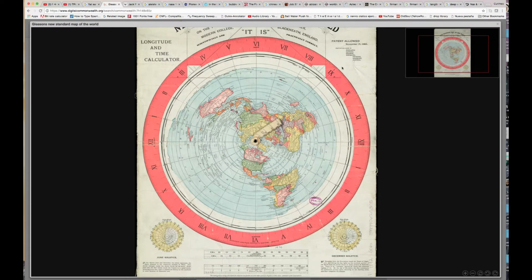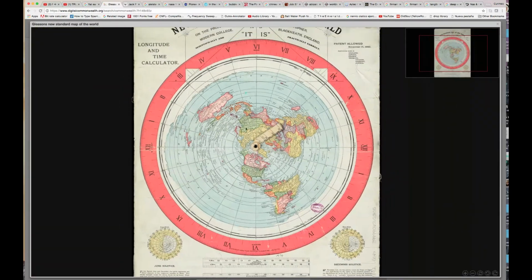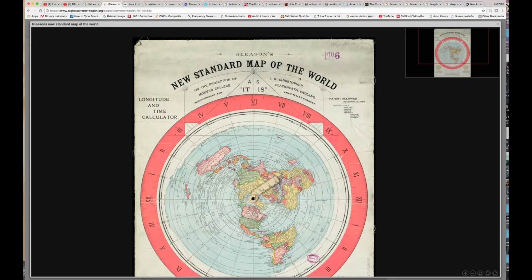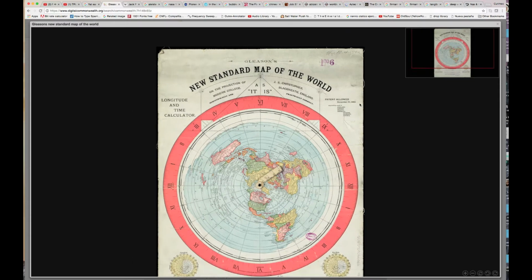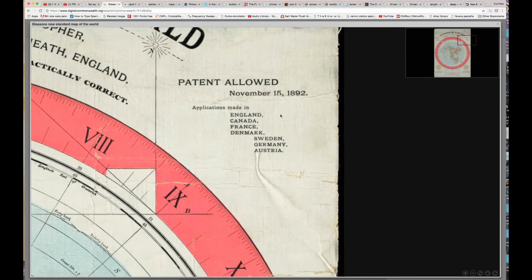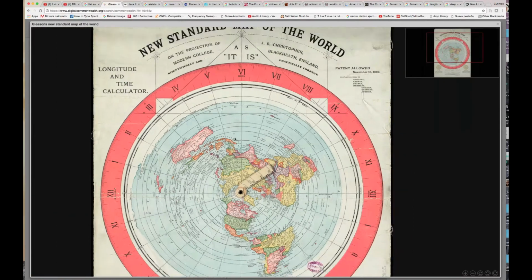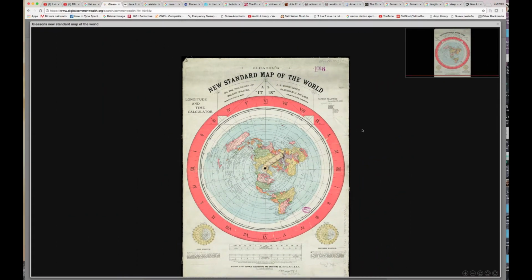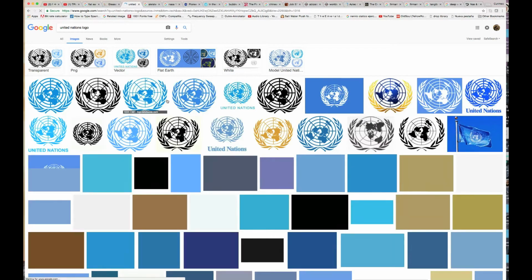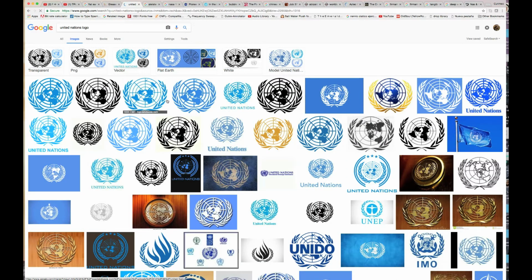And so, where do we find this map? Look what it says right here. At the top, it says new standard map of the world, longitude and time calculated on the projection of modern college, scientifically and practically correct as it is, patented, allowed November 15, 1892, applications made in England, Canada, France, Denmark, Sweden, Australia. Where is it showing you? An ice wall around the Earth. So I'm going to show you who has this in their logo and how they use it.